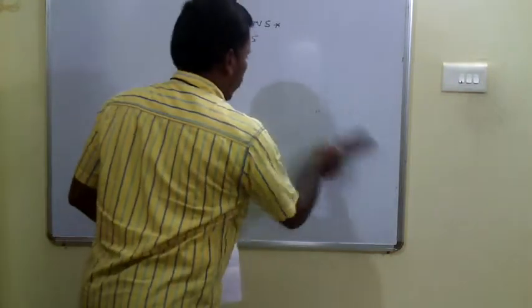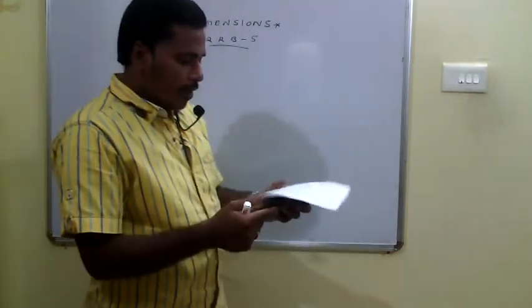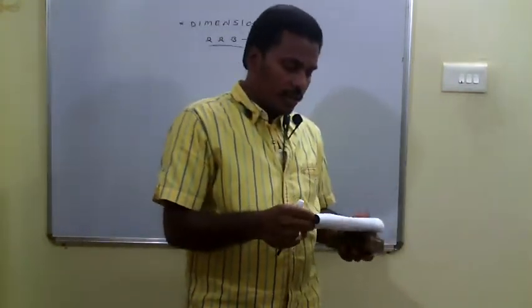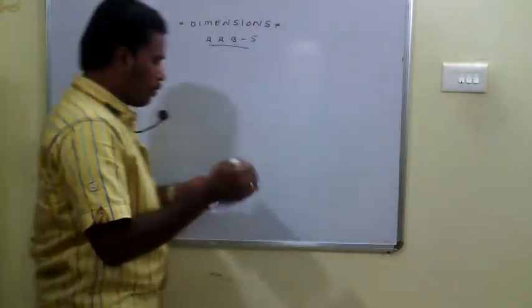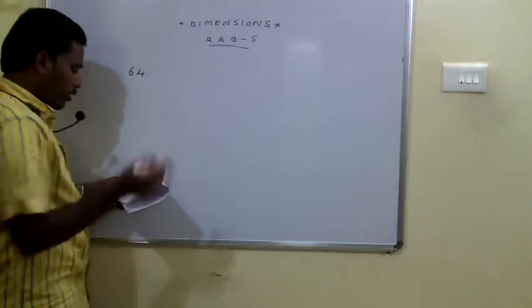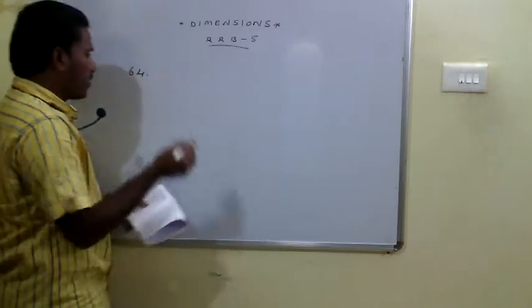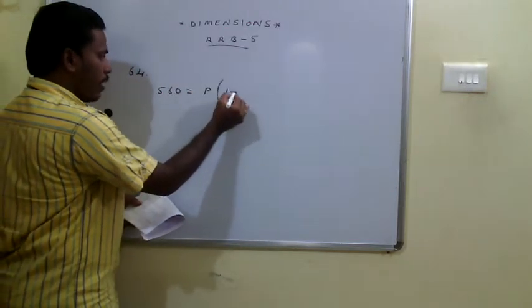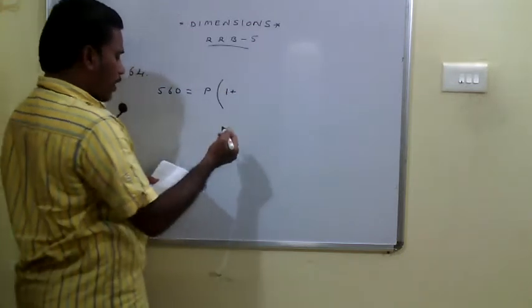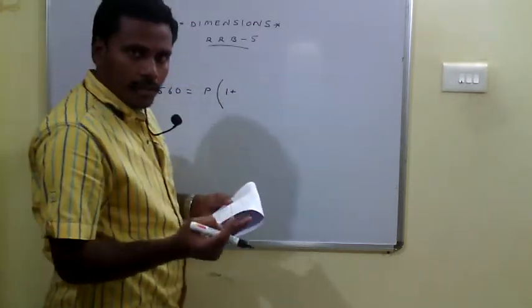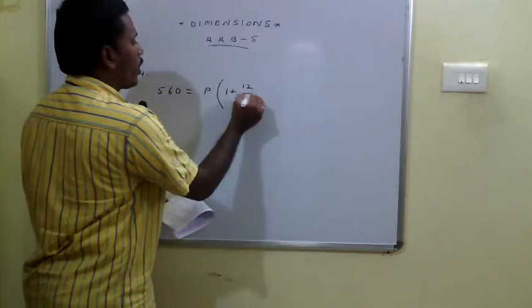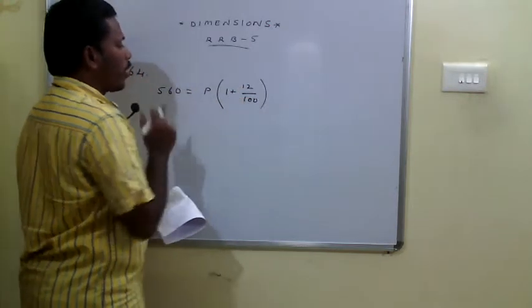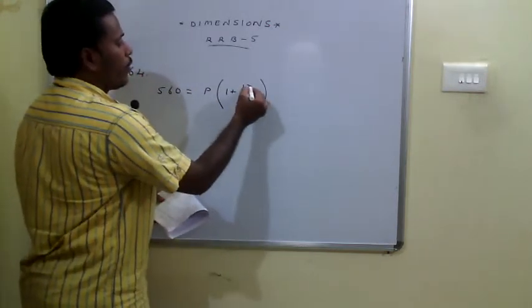For the 64th problem, what principal will amount to 560 in 3 years at 4% per annum simple interest? What principal will amount to 560? Amount is given in simple interest as 560. We need to find out the principal. For 1 year, it is 1 plus RT by 100. R is 4%, time is 3 years, 4 into 3 is 12, 12 by 100. We need to calculate the principal. If you simplify, how will it be?